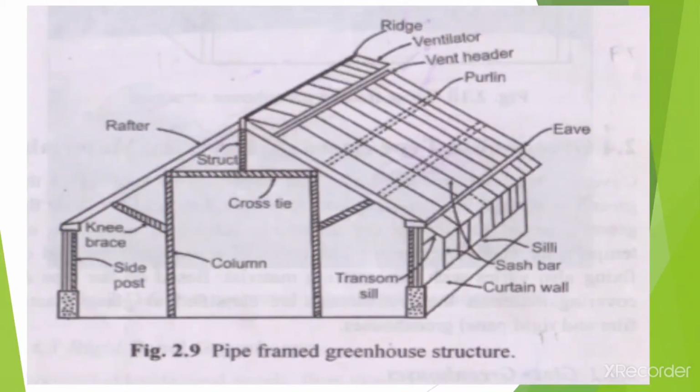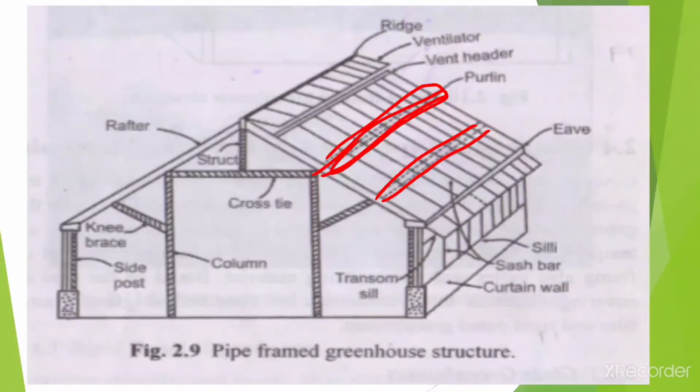Now, what is meant by purlin? This dotted part is the purlin. What is meant by purlin? It is the horizontal beam along the length of the roof, supporting the common rafters. It is this horizontal component that is called a purlin, which supports the roof, and it also supports the rafters.